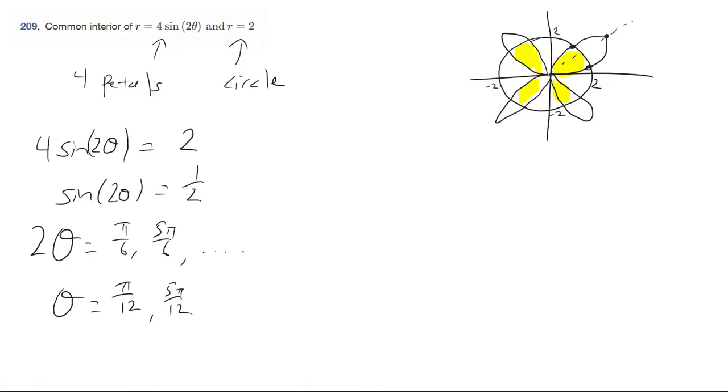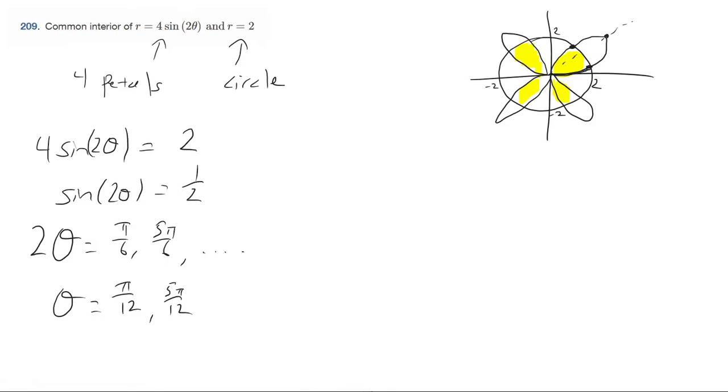Okay, so these are two important limits of integration right here. Now with that, let me explain. When we traverse this area, we're going to first traverse the petal curve from 0 to pi over 12. We're going to be finding part of the area there, the area bounded by that polar curve.